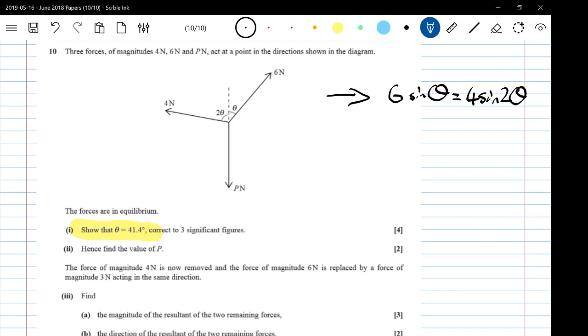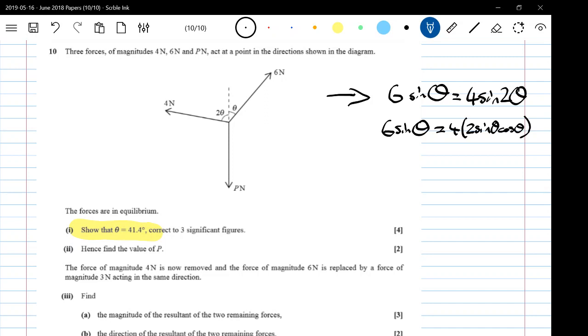Now we've just got a bit of pure maths. We've got to solve that equation. Sine 2 theta, that's the double angle formula, isn't it? So what we're going to say here is that 6 sine theta is 4 times 2 sine theta cos theta. That's just using sine 2A is 2 sine A cos A.